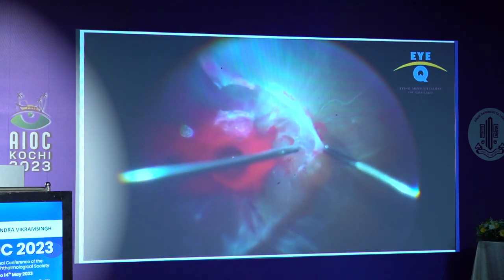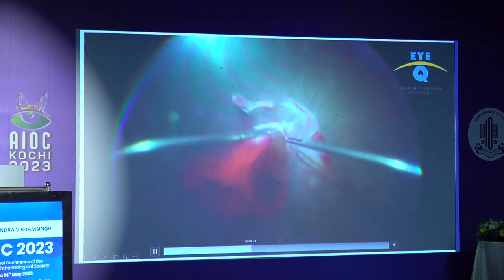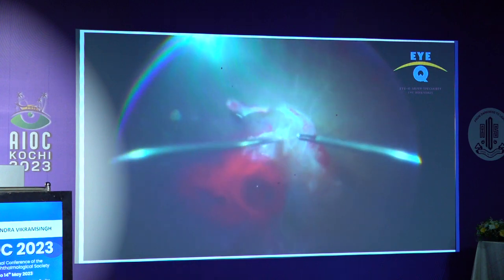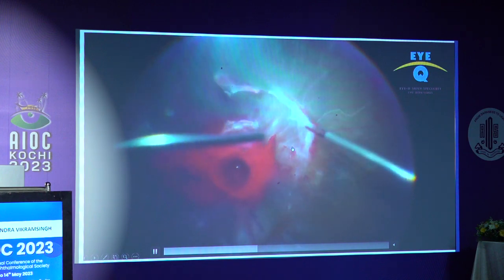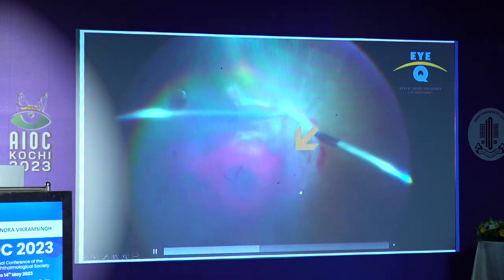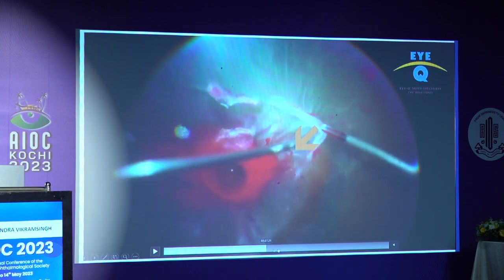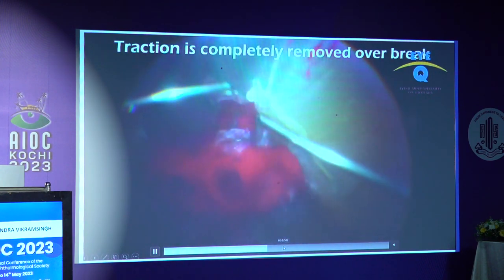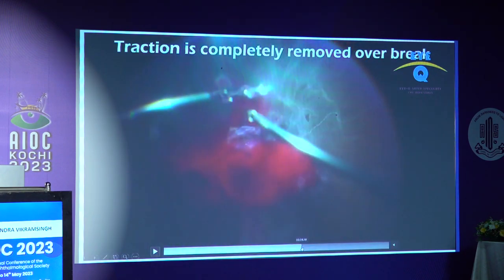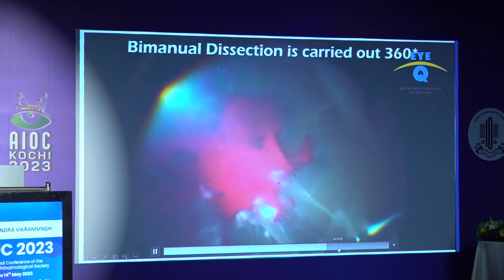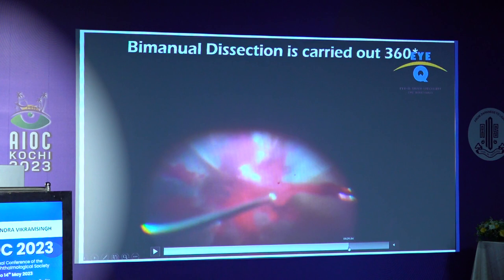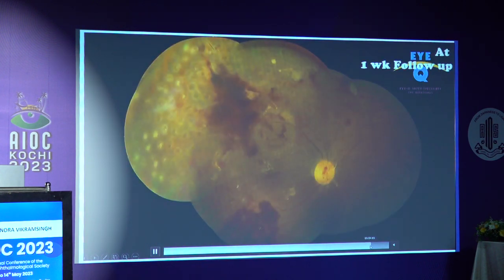And here you see sometimes, because a detached retina is more likely to tear up, you see a gush of blood and this tear has now been created. Again, the principle is the same. You dissect it from all around. And you see, if you manage it well, do good laser, this amount of heme clears up. This is hardly visible at 1 week follow-up.